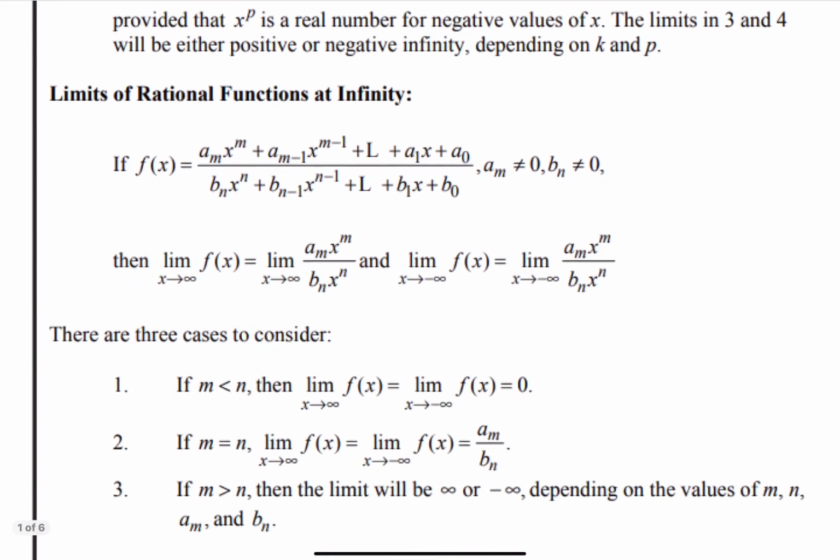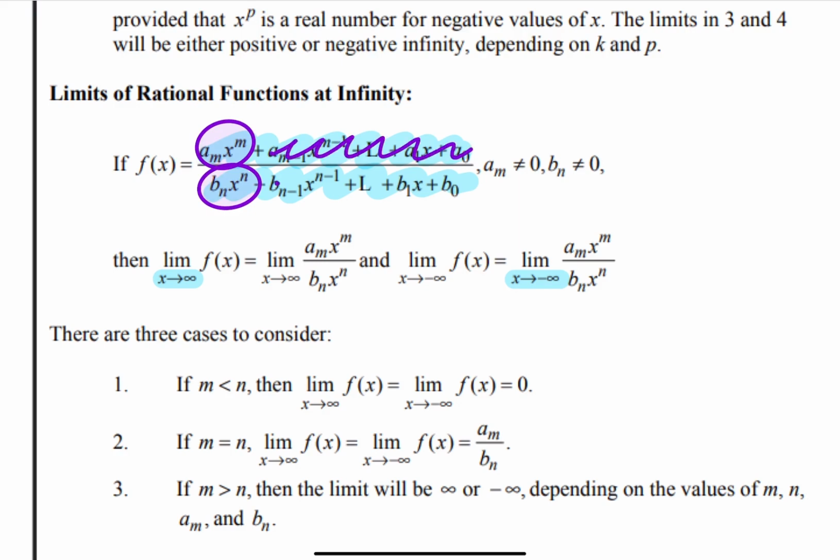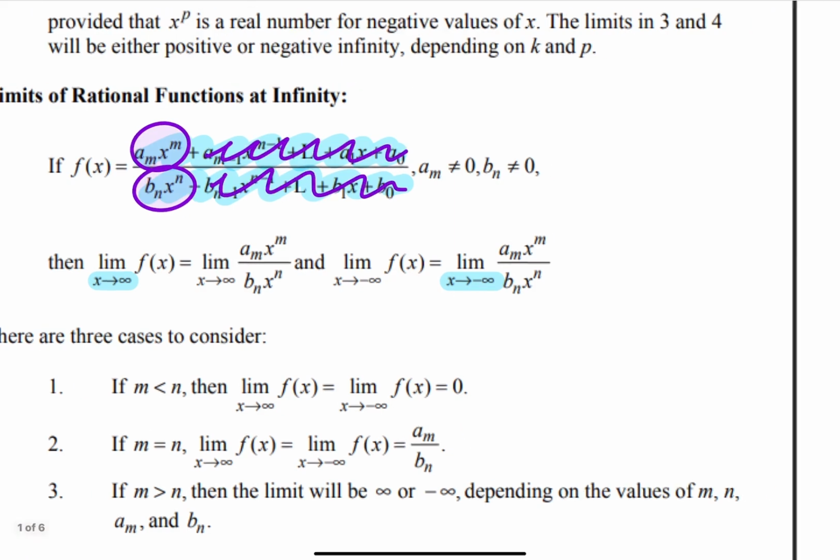Now let's take a look at the rational functions. A rational function is again when you have a function on the top and a function in the bottom. And as you can see here, I have the entire rational function, and when I'm looking at the limit when x goes to positive infinity or x goes to negative infinity, what I want you to notice, we only look at the leading term. We only look at the leading term here. The rest is all gone. What do I mean? Let me give you an example.